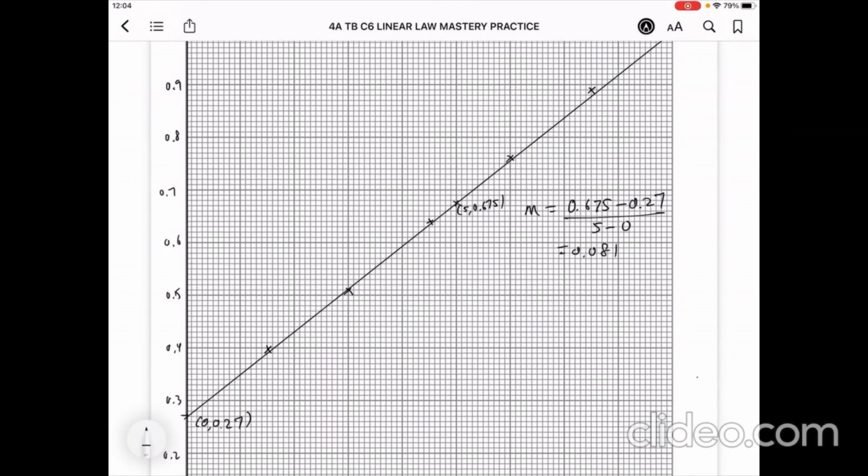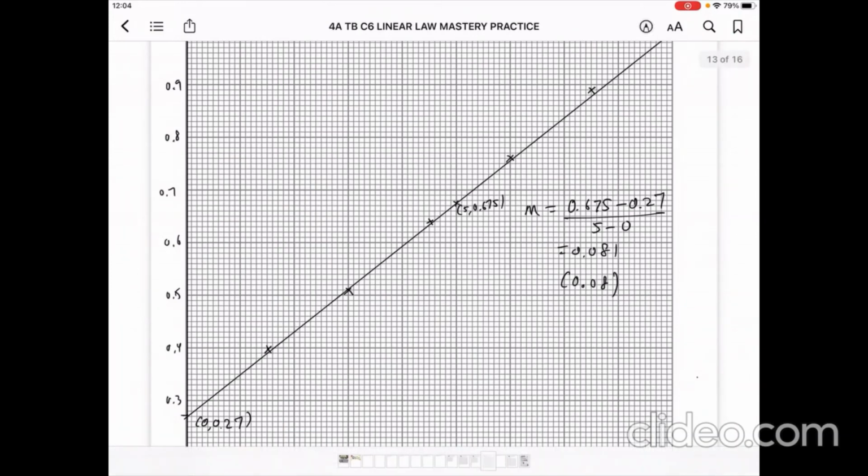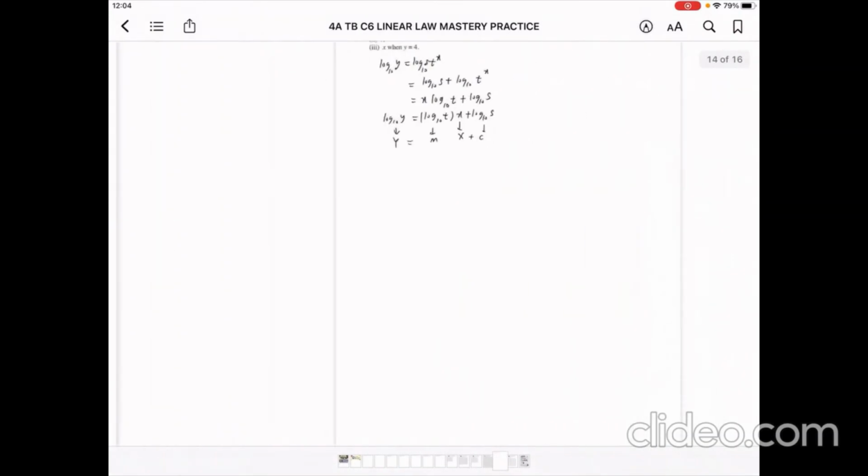But we can't get 274. You either get 27 or 275. I got 27. So my gradient is this, but the textbook answer is 0.08. Slightly different, just so you know. All right, so go back to that question here.